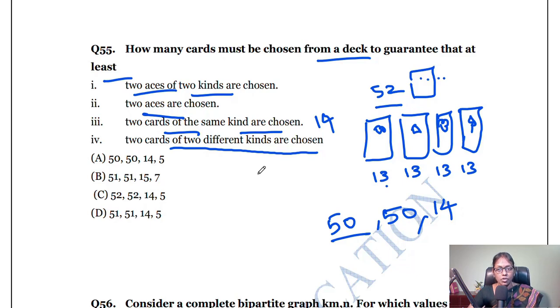So 4 cards will be the same, but if I take one more card, what will happen? Either 2 or 3 or 4 will come. So 2 different kinds of cards will come at that time. So if I take 5 cards, I will surely get 2 cards of 2 different kinds. So option A: 50, 50, 14, 5 is the answer.